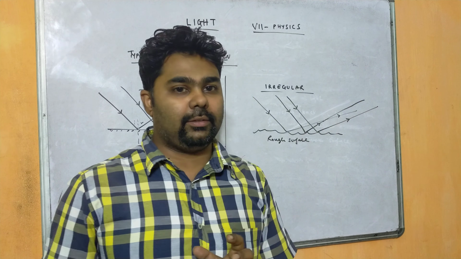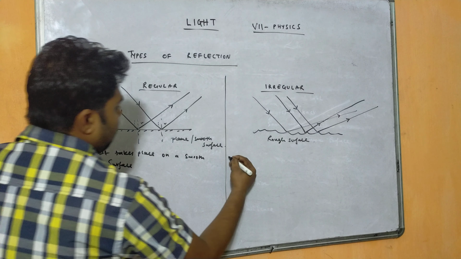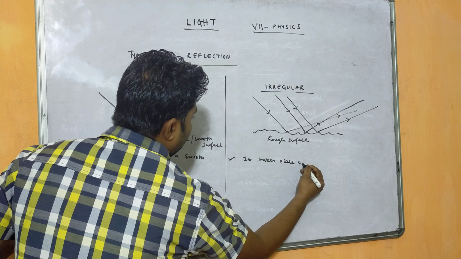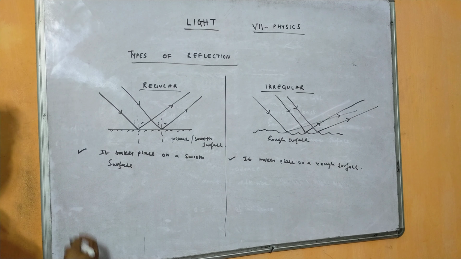Irregular reflection takes place when there is a rough surface. Similarly, regular reflection takes place when the reflecting surface is plane. Okay, this is the first point. So this is the diagram, and the first point we will write: regular reflection takes place on a smooth surface, and irregular reflection takes place on a rough surface.